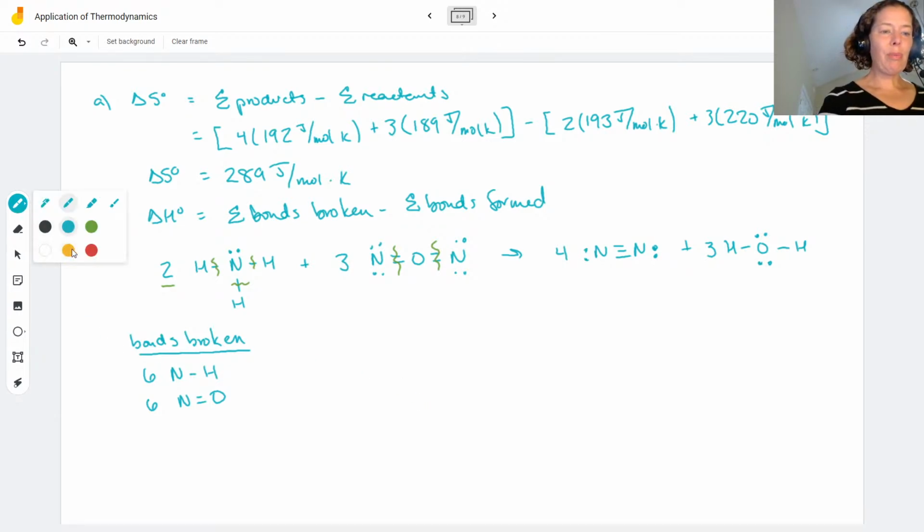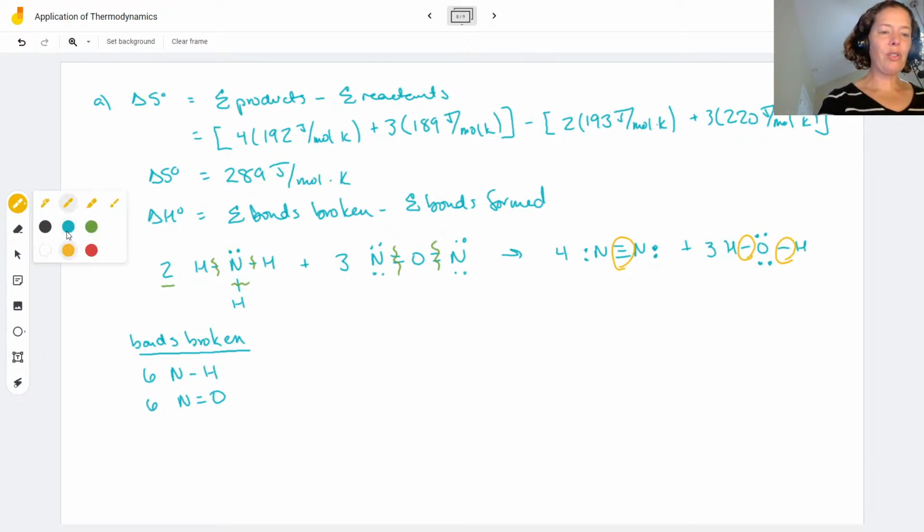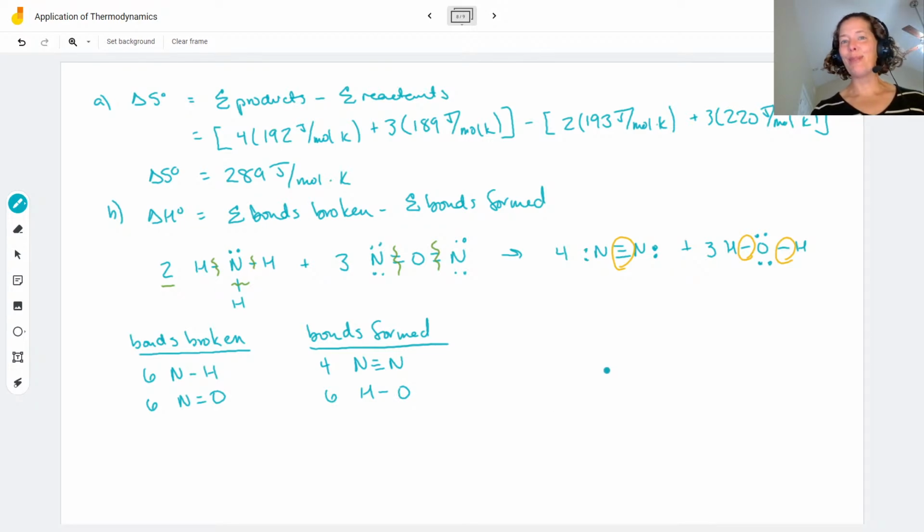So let's take a look at our bonds formed. Definitely our nitrogen bond is formed, and our hydrogen oxygen bonds are also formed. Let's make a list of our bonds that are formed, and we have 4 nitrogen triple bonds. And no, sorry, that's not 3, that's 3 times 2, that is 6. I almost forgot my multiplier. That's 6 hydrogen oxygen bonds formed.